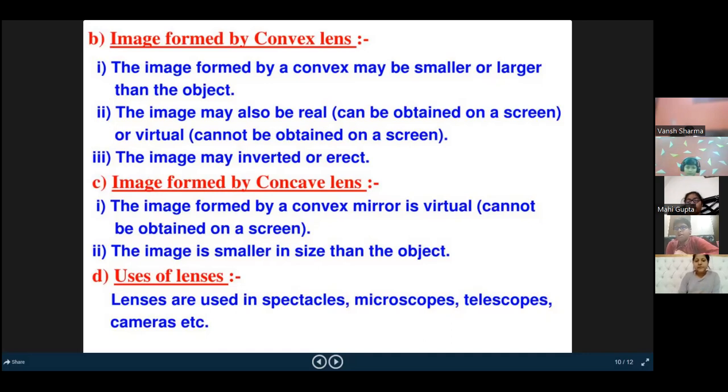Okay, Anya, stop talking and read this. Image formed by a convex lens. The image formed by a convex lens may be smaller or larger than the object. The image formed by a convex mirror is virtual. It cannot be obtained on a screen.